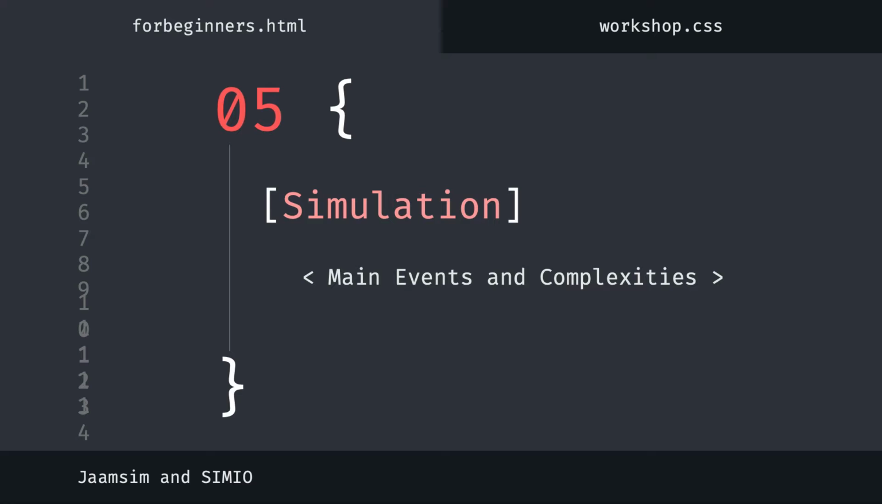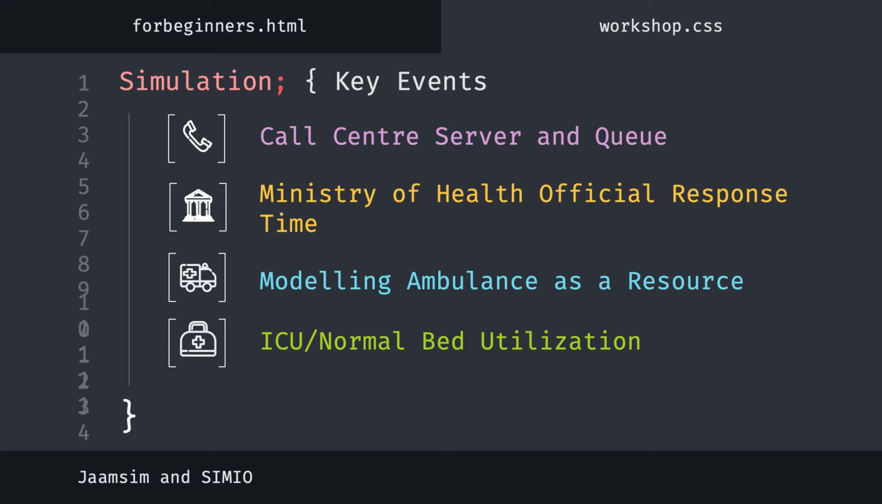Thank you, Ignatius. We will now be looking through the main events and complexities of our simulation model. Our simulation consists of 4 key events: call center server and queue, Ministry of Health official response time, modeling ambulance as a resource, and finally ICU normal bed utilization.